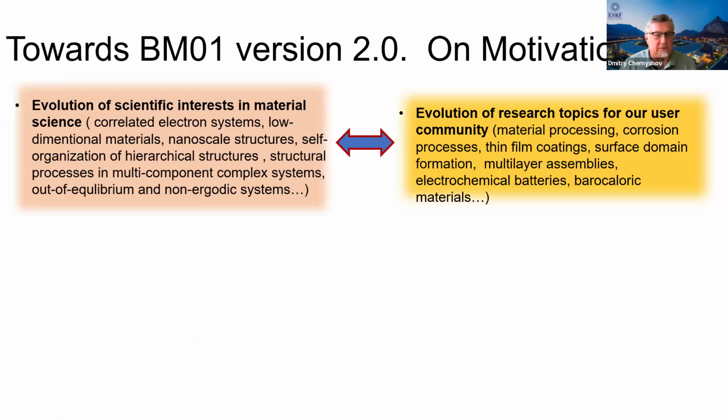Now, we work in materials science, and this is quite a vivid crossroad between physics, chemistry, and crystallography, and a lot of evolution happens there, towards more and more complicated systems: multi-component systems, out-of-equilibrium, non-ergodic systems. On the other hand, we have the evolution of research topics for our community, which goes towards processing. So we practically never solve a crystal structure. That's what crystallography normally does. We try to characterize structural processes and their dynamics under more and more complicated conditions.